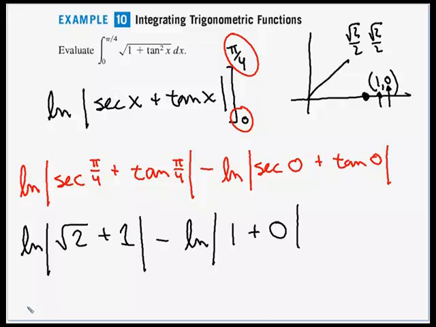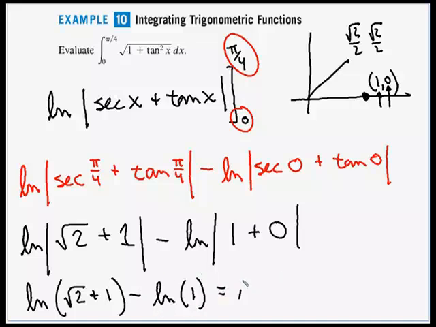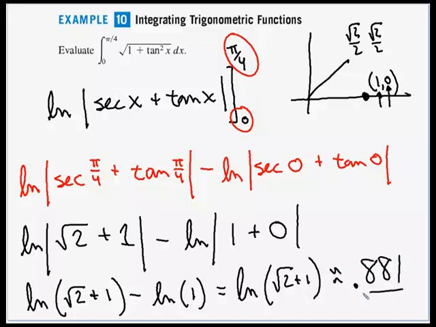So we have the ln. And I guess we can drop the absolute value bars now because we know these are both known positive quantities. Root of 2 plus 1 minus, and here we will have the ln of 1. And from the previous example, I hope you remember that the ln of 1 is 0. So our final answer is the natural log of that quantity, √2 plus 1. And if we punch that into the calculator, we will get approximately 0.881.